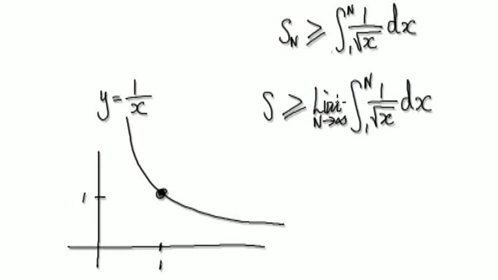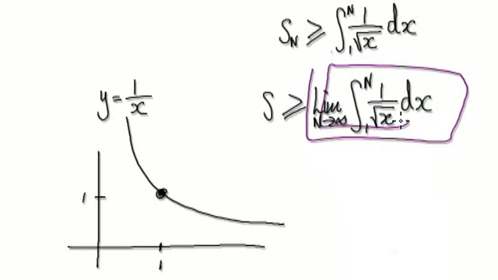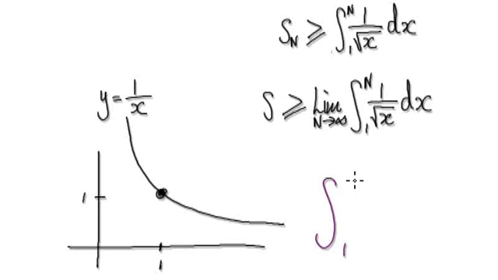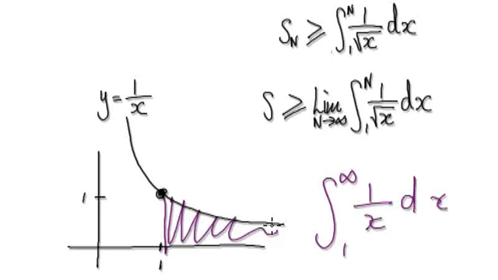So remember, if you take the integral from 1 all the way to n, and then let n tend to infinity, this whole thing here will actually diverge. Let's go back. Looking at the graph of 1 over x, it will look like this. So the integral from 1 to infinity of 1 over x dx, this area here will diverge.